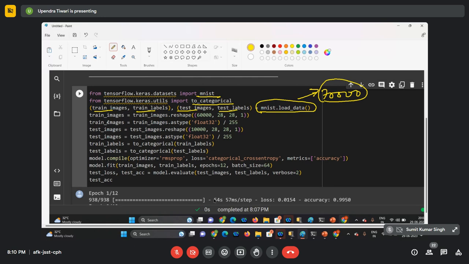By default, if I ask you, there are 70,000 in total, and 60,000 is the train data. So what is the percentage? 60,000 upon 70,000. Please tell me, everyone.